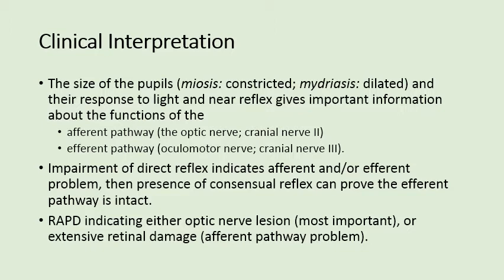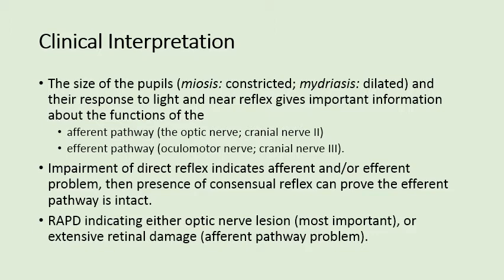So the impairment of the direct reflex will tell you whether there is an afferent problem or an efferent problem, or it can be both. But the presence of the consensual reflex in the eye can help you to prove that the efferent pathway is intact. RAPD, by doing a swinging light test, indicates either optic nerve lesions, which is the most important marker, or extensive retinal damage. Both of these conditions actually affect the afferent pathway.